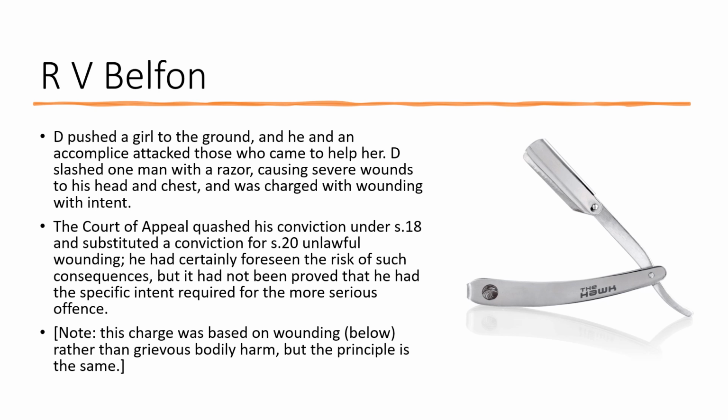We've also got the case of Belfon. Now the defendant in this case pushed a girl to the ground, and he and an accomplice attacked those who came to help her. The defendant slashed one man with a razor, causing severe wounds to his head and chest, and was charged with wounding with intent. The Court of Appeal quashed his conviction under section 18 and substituted a conviction for section 20, unlawful wounding. Now he had certainly foreseen the risk of such consequences, but it couldn't be proved that he had specific intent, which is the basis for a section 18 offence.